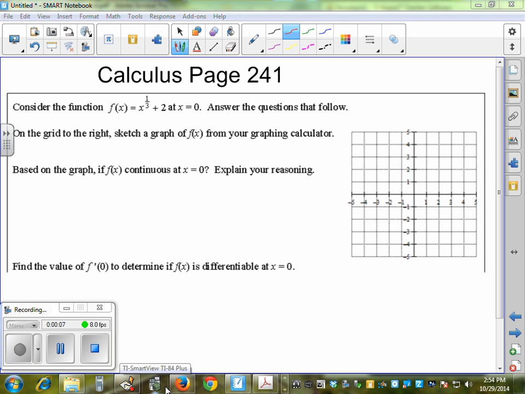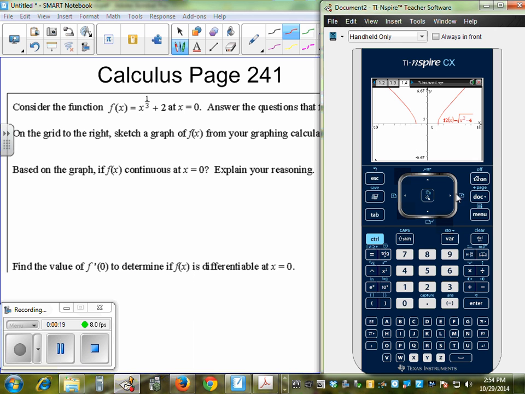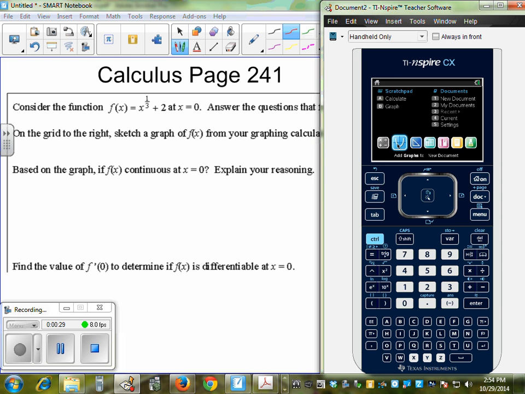This is Calculus Homework, page 241. They want us to graph this function, sketch a graph using Graphing Calculator. So it's cube root of x plus 2. So I'm going to go and choose a new graph.